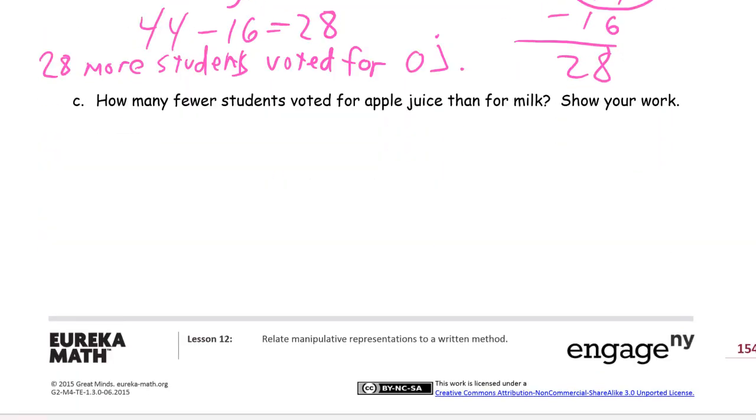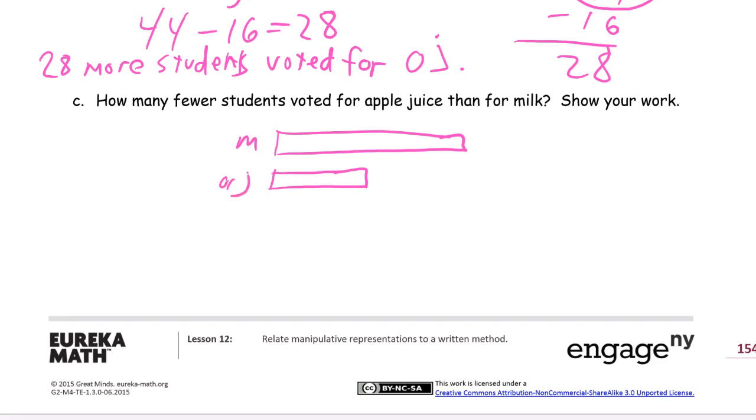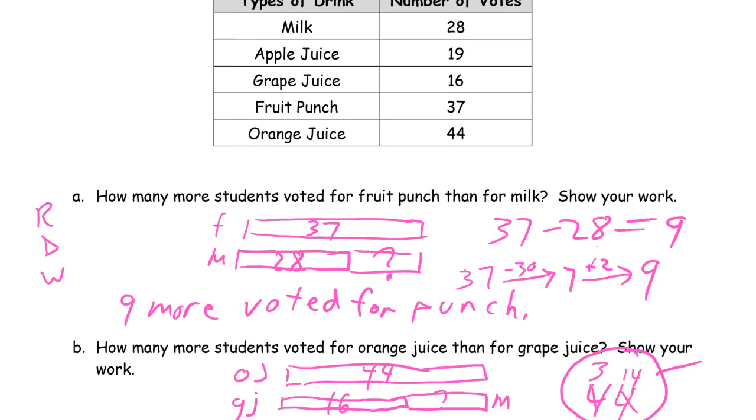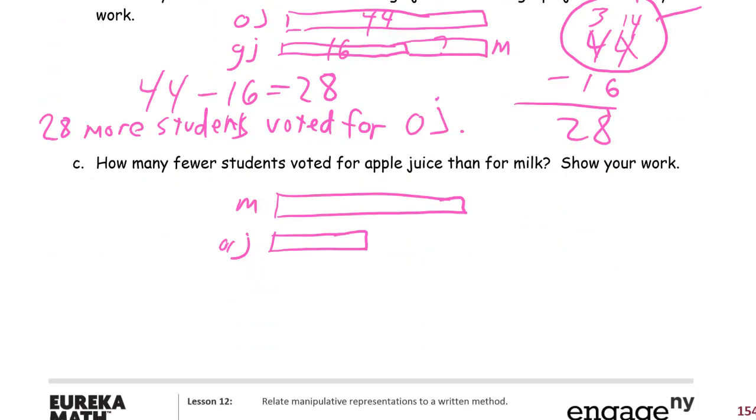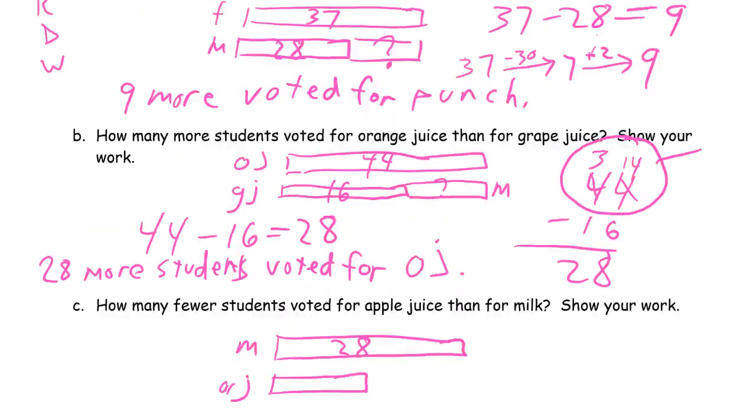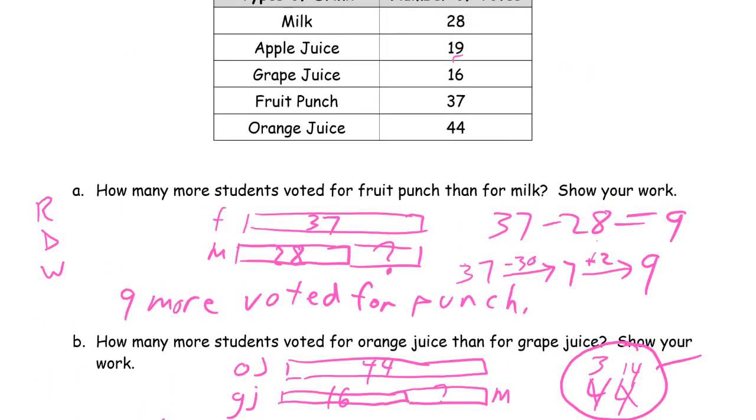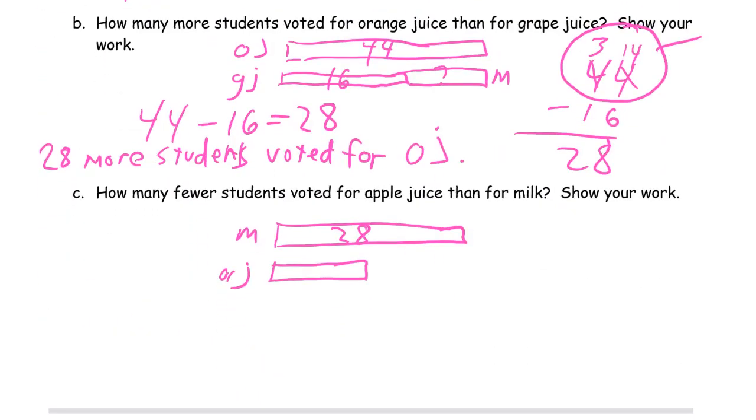How many fewer students voted for apple juice than for milk? So if fewer voted for apple juice than more voted for milk. So here's milk and here's apple juice. So how many voted for milk? 28. And apple juice was 19. AJ, 19. Difference between the two. This is like the 19. This is really easy to do mentally.